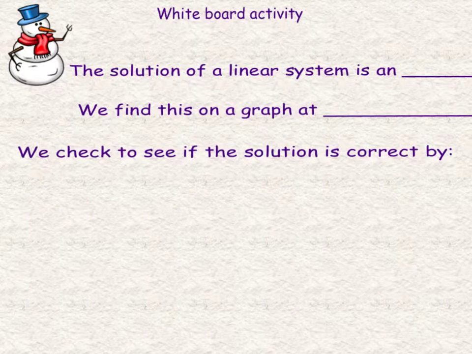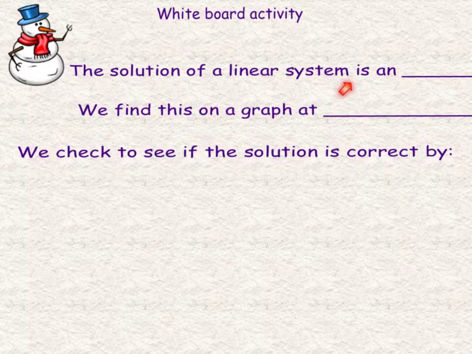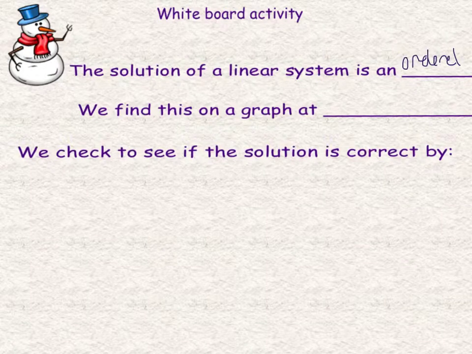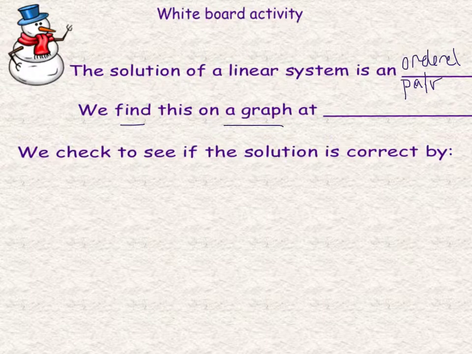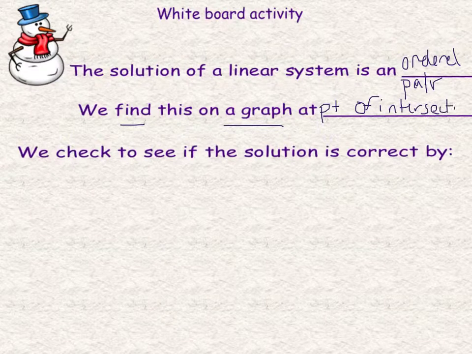Alright, so let's start by reviewing. The solution to a linear system is most often an ordered pair. There are some special circumstances, but we'll learn about those in another lesson. We find this ordered pair at the point of intersection, where the two lines cross.